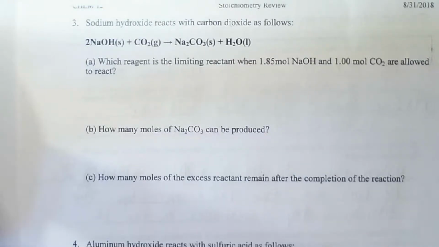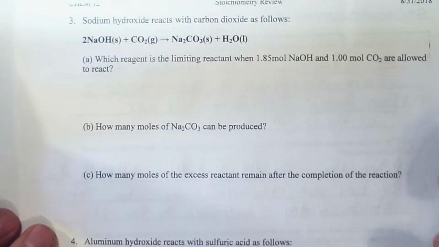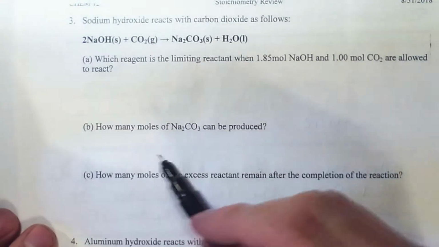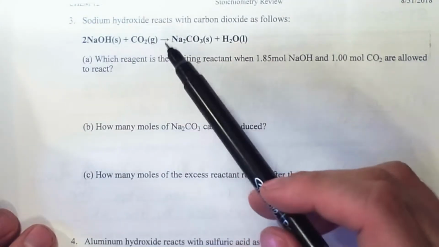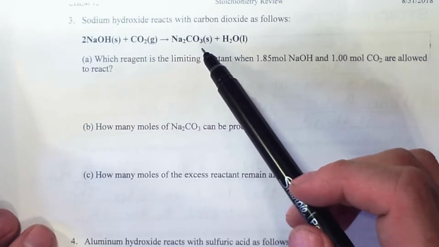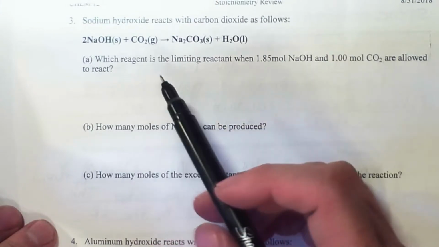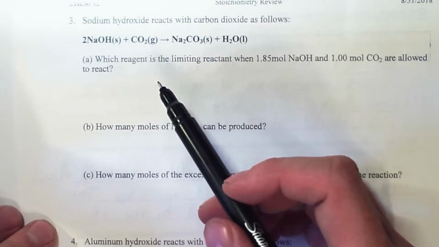So now we can look at an actual chemistry question. Sodium hydroxide reacts with carbon dioxide as follows. 2 moles of sodium hydroxide with 1 mole of carbon dioxide will give me 1 mole of sodium carbonate and liquid water. So it says, which reagent is the limiting reactant when 1.85 moles of sodium hydroxide and 1 mole of CO2 react?